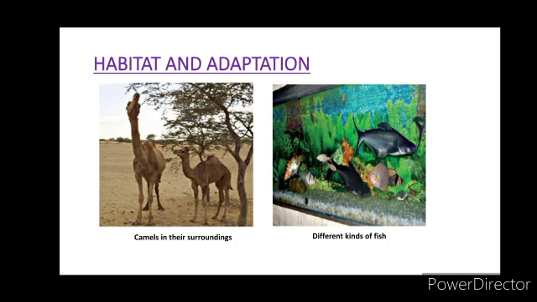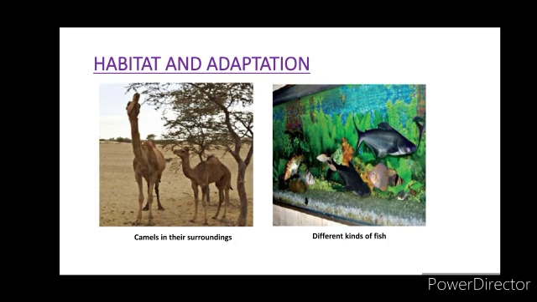Fish have slippery scales on their bodies. These scales protect the fish and also help in easy movement through water. And fish have flat fins and tails that help them to change directions and keep their body balanced in water.